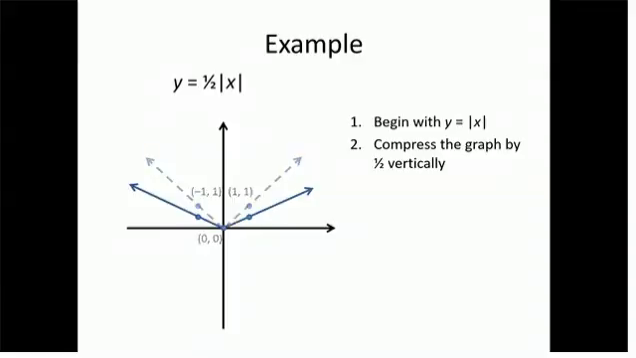Each of our y coordinates was multiplied by 1/2. Again, our point at the origin doesn't change because 0 times 1/2 is just 0, but the y coordinates on all of our other points get multiplied by 1/2. So this is the graph of y is equal to 1/2 the absolute value of x.